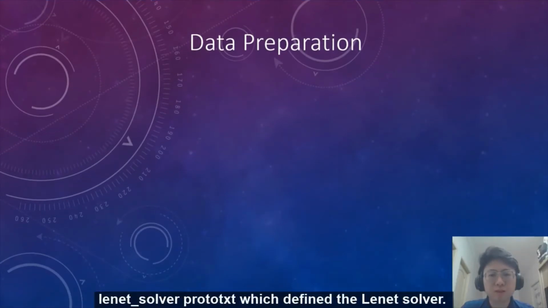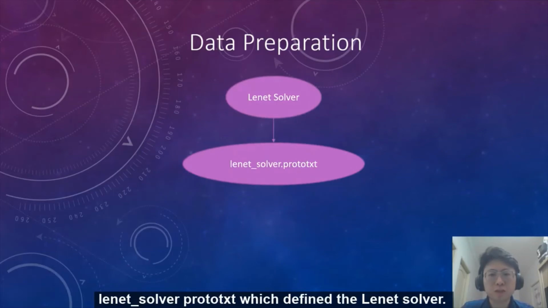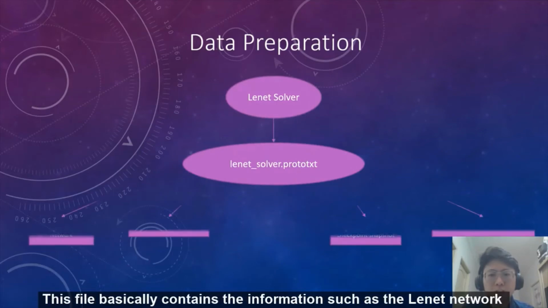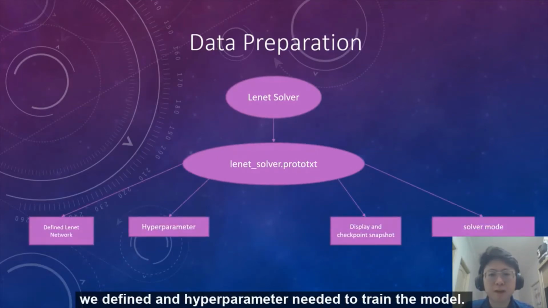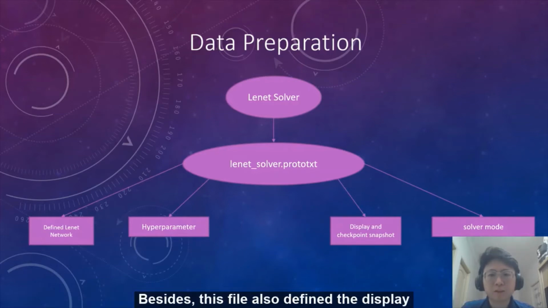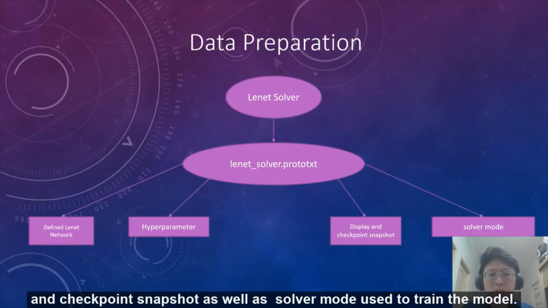Next, we need another file which is called LeNet solver prototxt, which defines the LeNet solver. This file basically contains the information such as the LeNet network defined and hyperparameters needed to train the model. Besides, this file also defines the display and checkpoint snapshot as well as solver mode used to train the model.